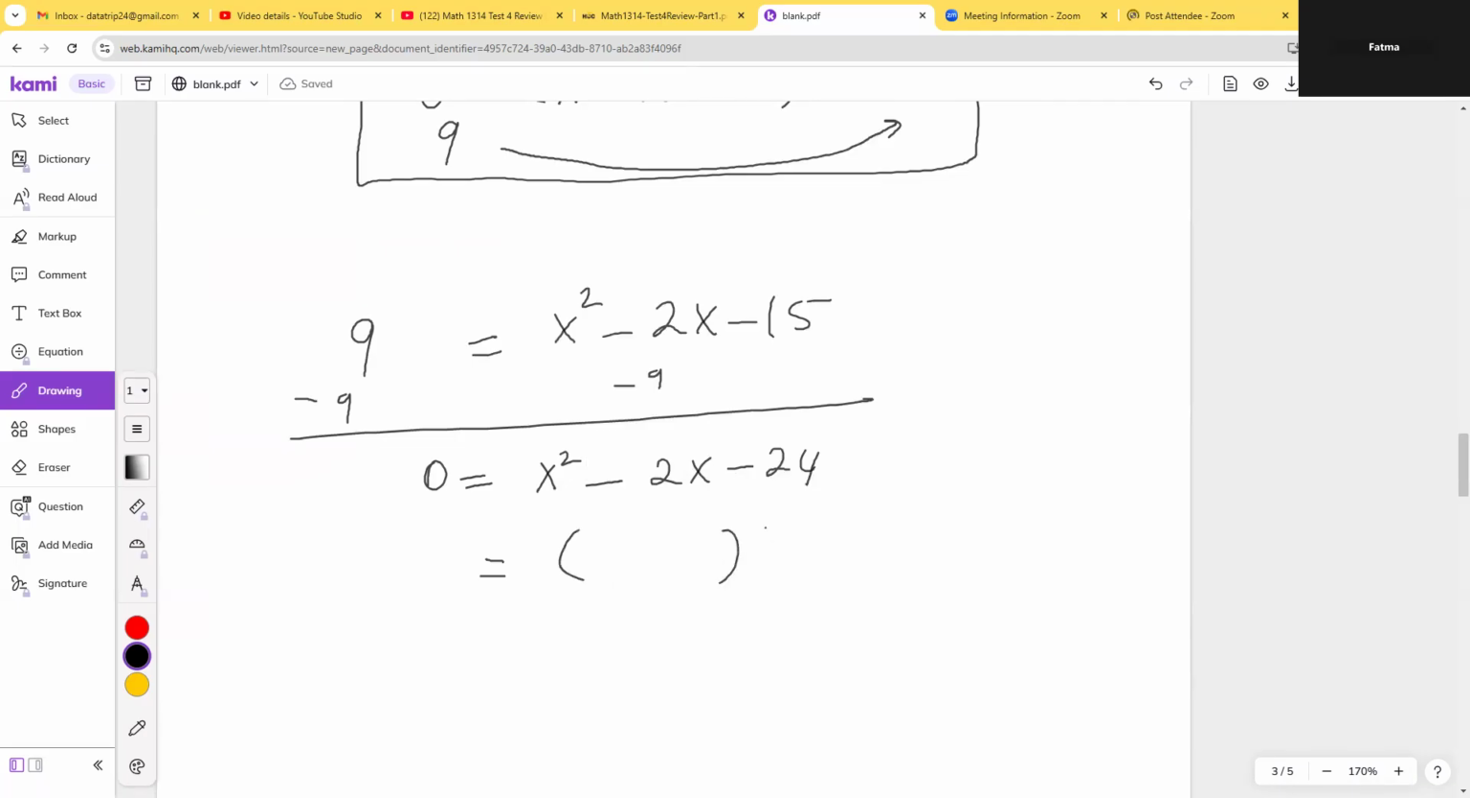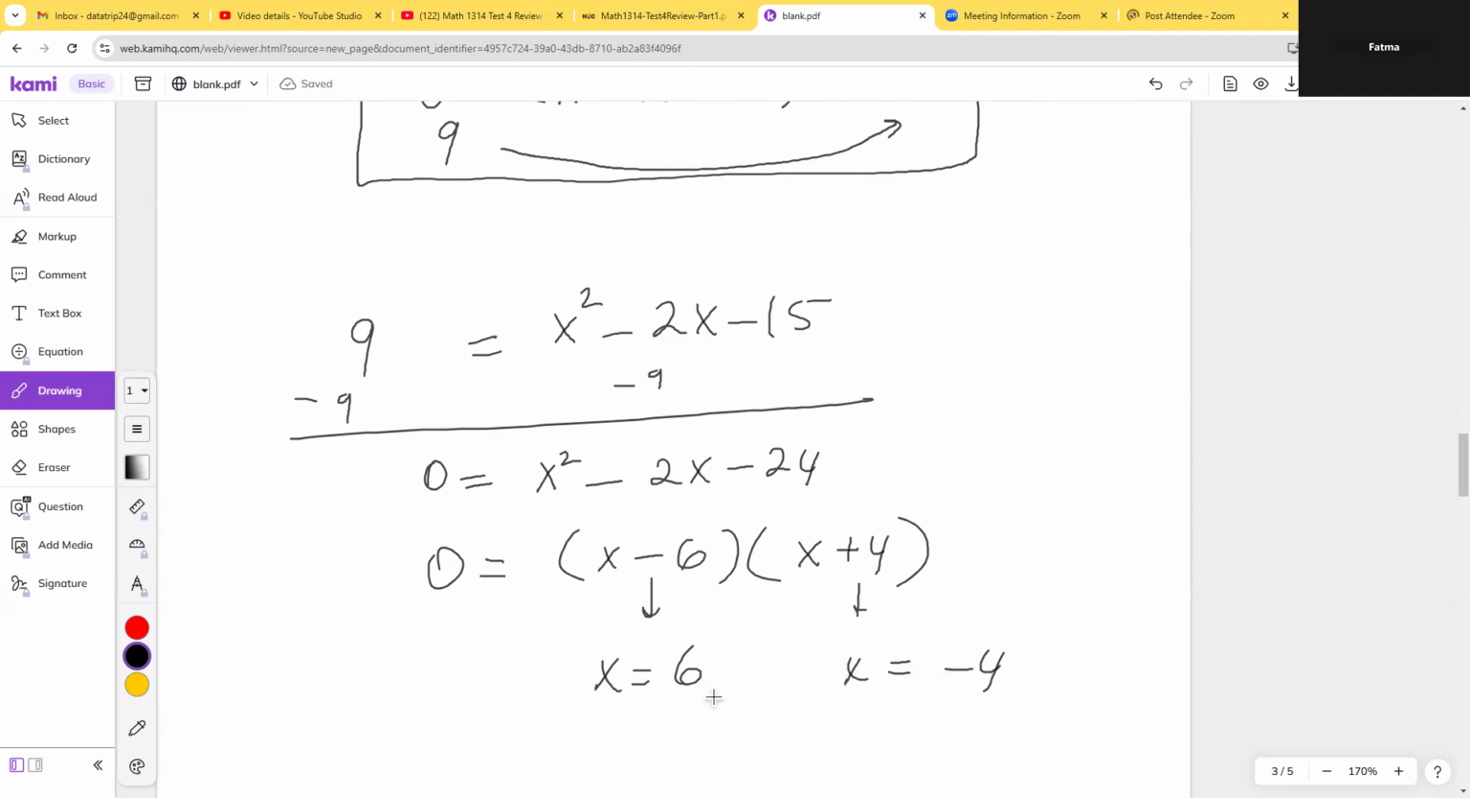Okay, so what two factors do I need here? Good job. I need the x minus 6 and I need the x plus 4, because negative 6 and positive 4, when you multiply them, it's a negative 24. When you add them up, it's a negative 2. Now we need to solve each one for x. This one gives me x equals what? 6. This one gives me x equals what? Negative 4. Now I need to check if I'm accepting both of them or if I'm rejecting any of these.